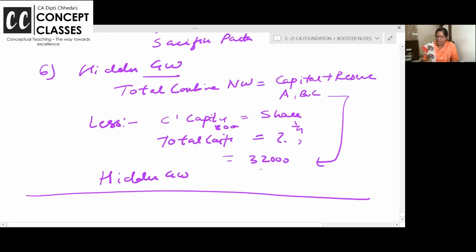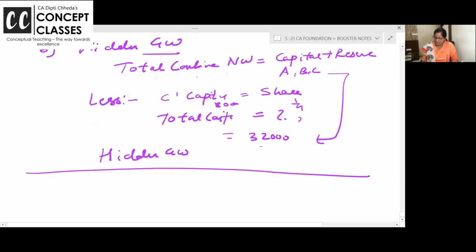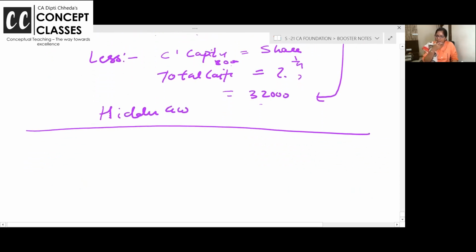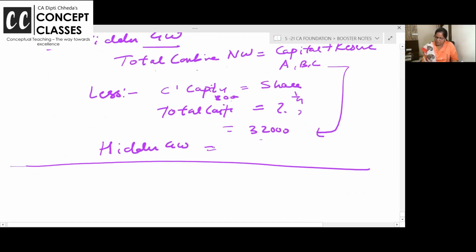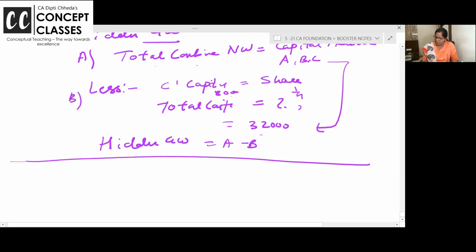Side heading. Are you all able to write with me? When I'm saying are you listening, then you can write. Total combined net worth is capital plus reserves and all. Less C's capital. Hidden goodwill. Let me give this numbering, A minus B. Chalo, write down.